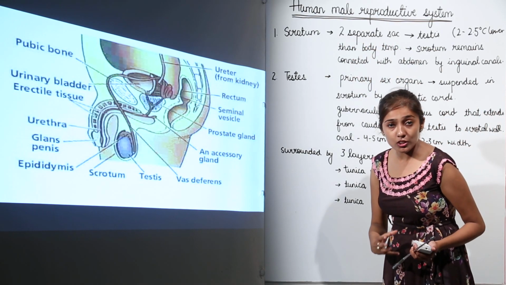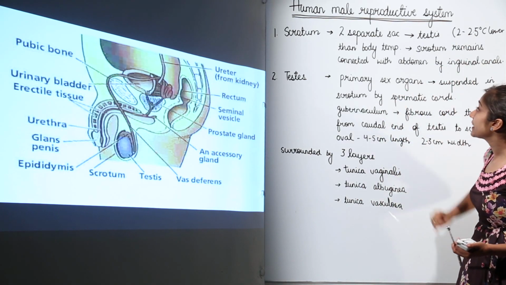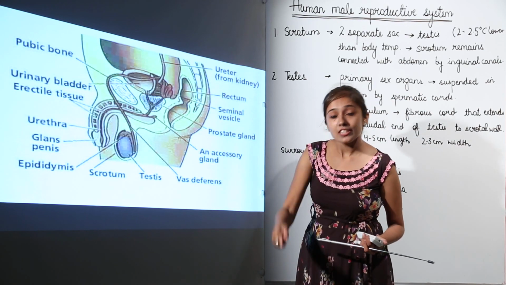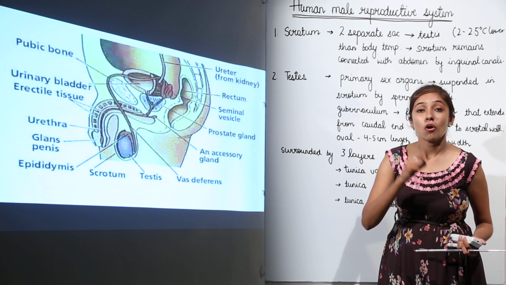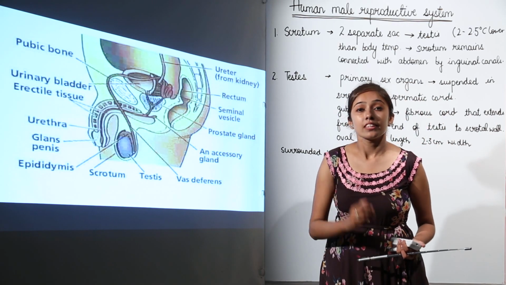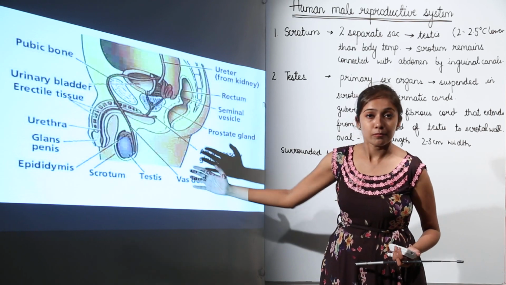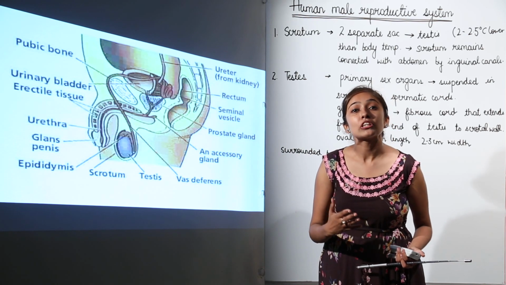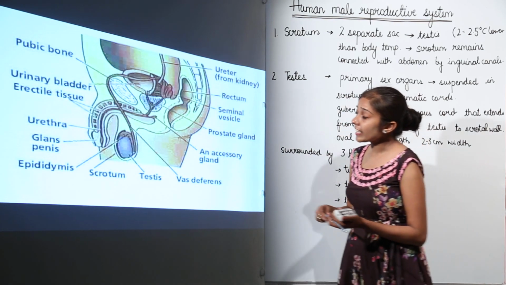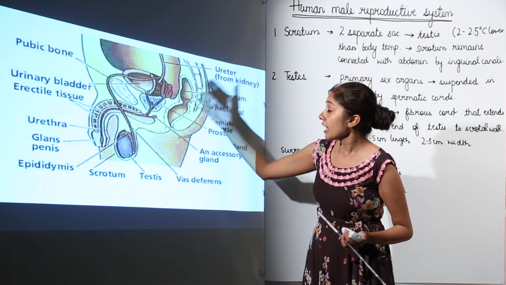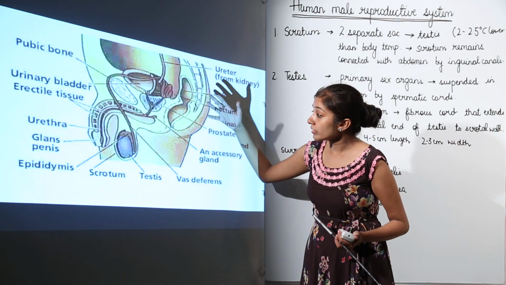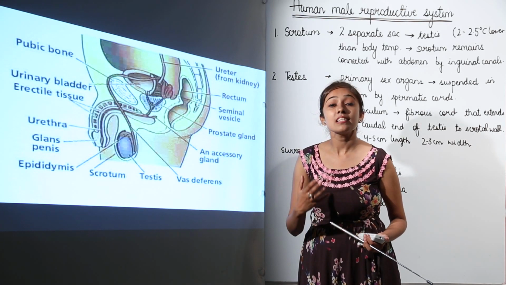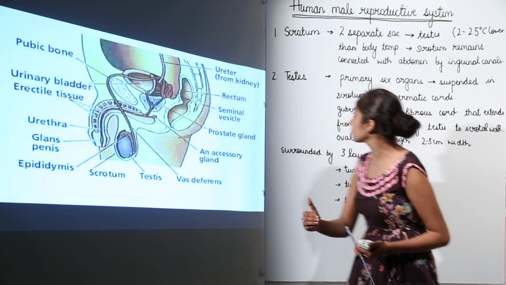Now the temperature in the scrotum is 2 to 2.5 degrees Celsius lower than the body temperature. Why is it lower? Because the formation of sperms needs a temperature lower than the body temperature. That is why the scrotum is the pouch which hangs outside your abdomen, right? The temperature required for sperm formation is 2 to 2.5 degrees Celsius lower.